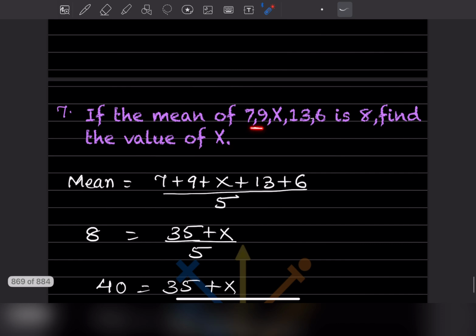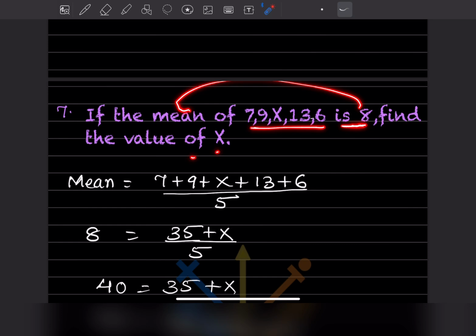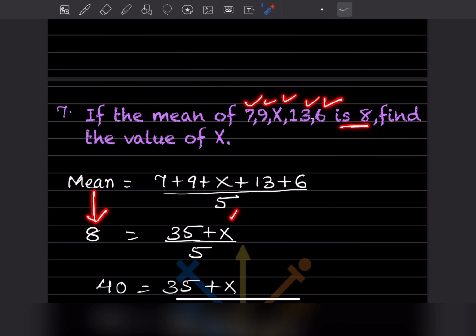If the mean of this is given as 8, you have to find the value of x. You will follow the same formula: mean is the sum of all these observations. So 7 plus 9 plus x plus 13, and how many numbers are here? The number of observations is 1, 2, 3, 4 and 5, so divided by 5, and the mean is given as 8, so below the mean you are going to write 8. This is the important step.